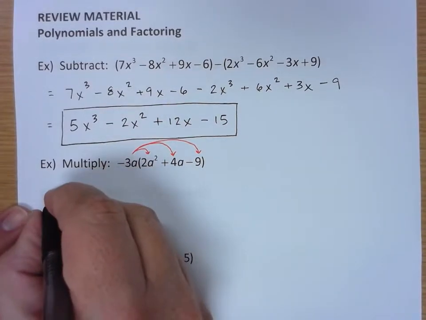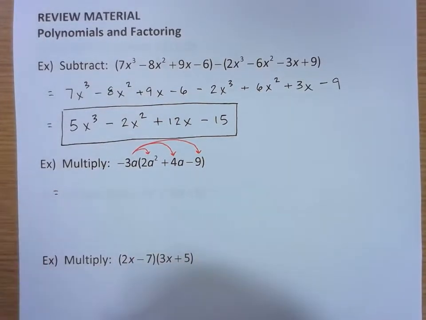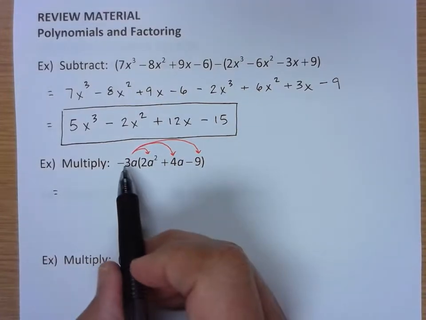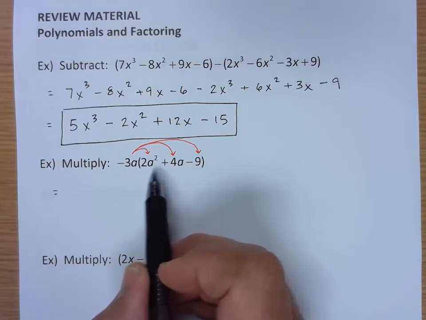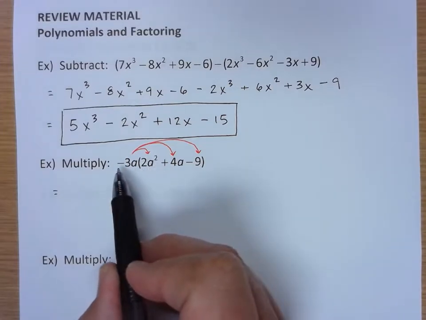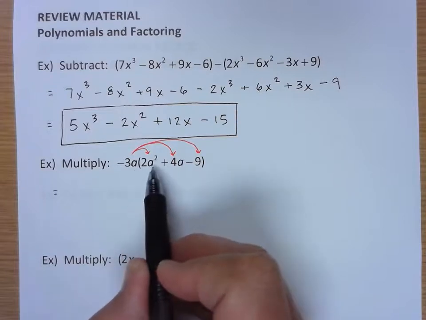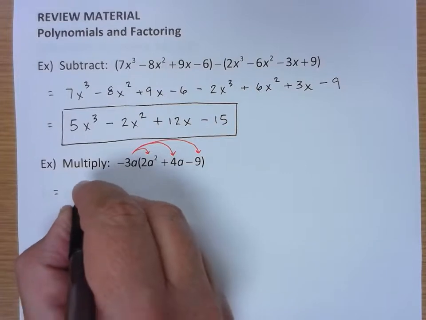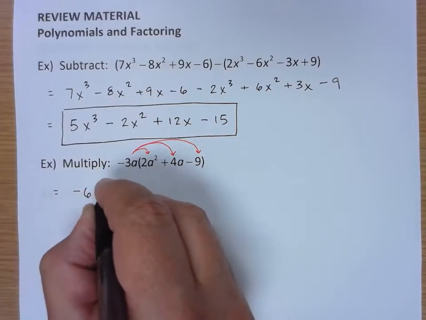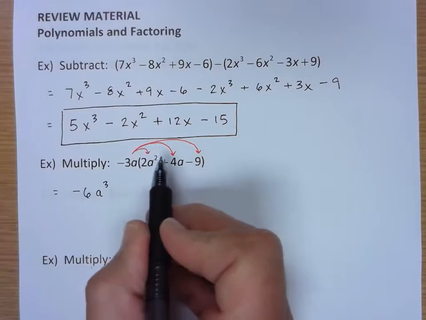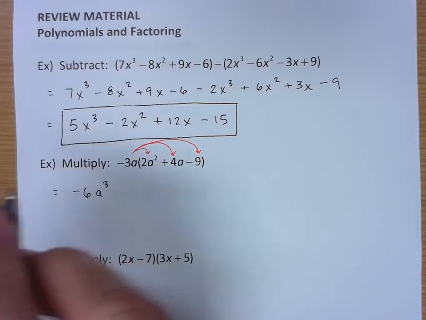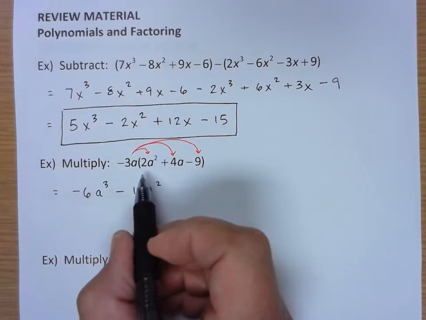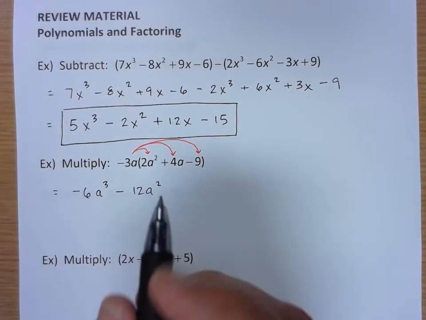So multiplication is involved here, so you'll need to remember some properties of exponents whenever you're dealing with variables and multiplying. So negative 3a times 2a squared, multiply those two together first to give you negative 6 and then a to the third. Multiplying the a's causes you to add the exponents. So your first term in the answer will be negative 6a to the third. And then negative 3a times positive 4a becomes negative 12a squared. And then finally, negative 3a times negative 9 becomes a positive 27a.